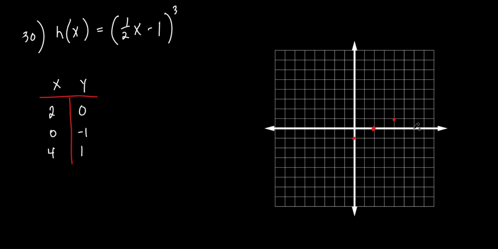Let's put like 6, all right, since that's an even number. Let's put 6 in for this. What's 1/2 of 6? 3 minus 1 is 2. 2 cubed is 8. So if I put a 6 in for there, I'm going to go all the way up to 8. Okay? Does that make sense?